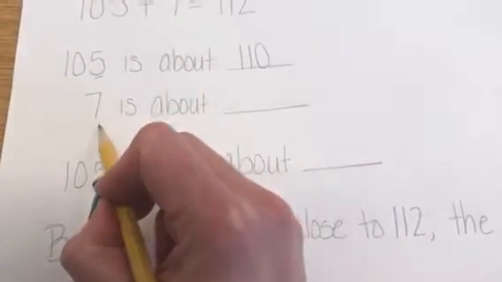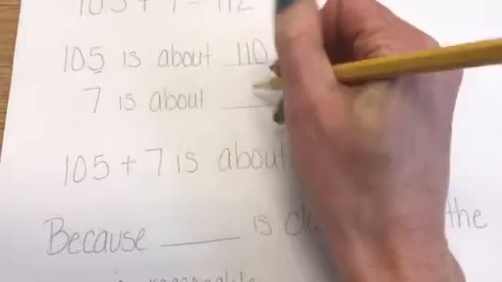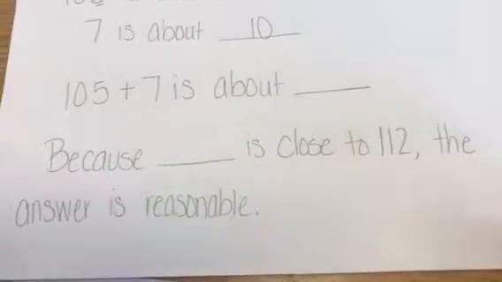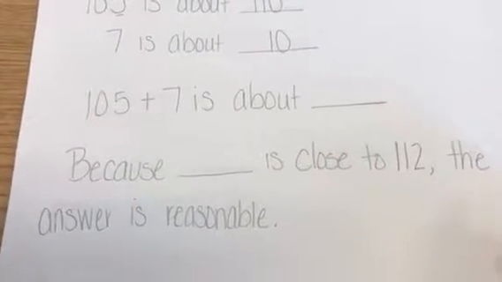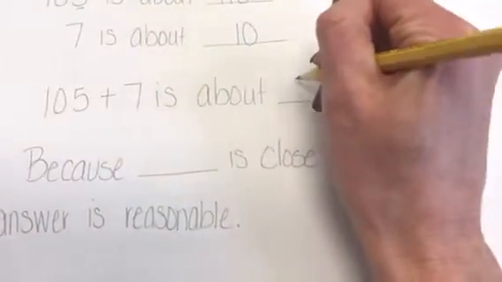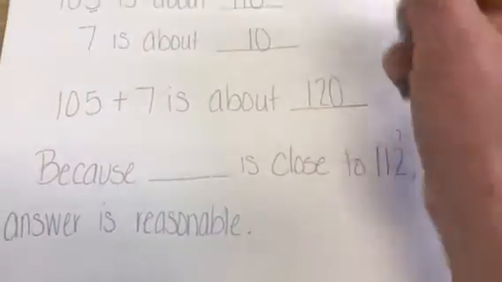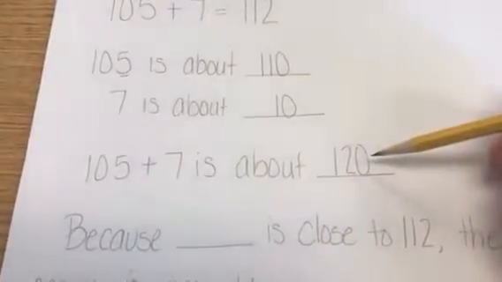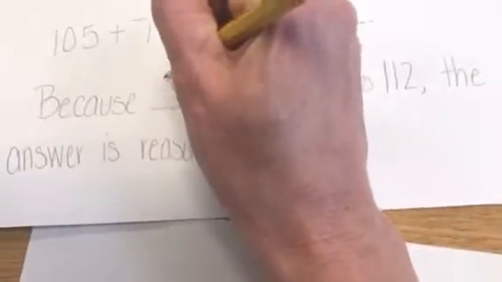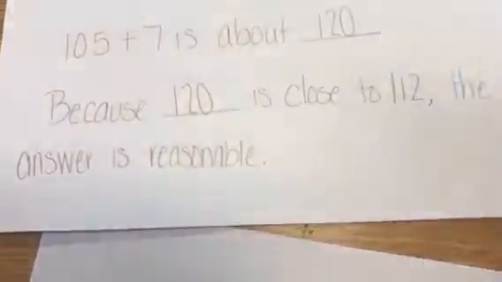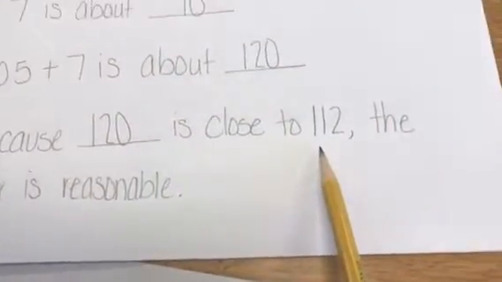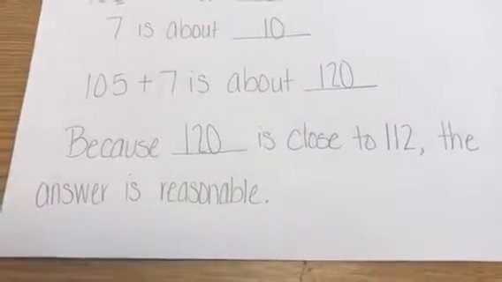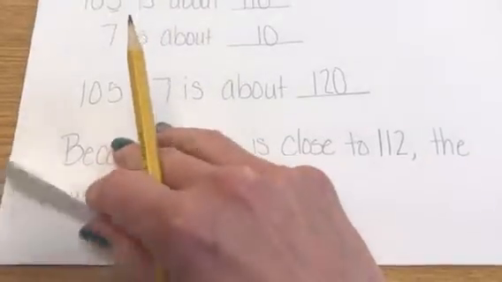And I see here that I have a 7, and that's very close to 10, so I'm going to round up to 10. So now I know that 105 plus 7 is about 120 because I used my mental math to add 110 and 10, which gives me a sum of 120. And because 120 is close to 112, the answer is reasonable. So yes, 112 is a reasonable answer for this problem.